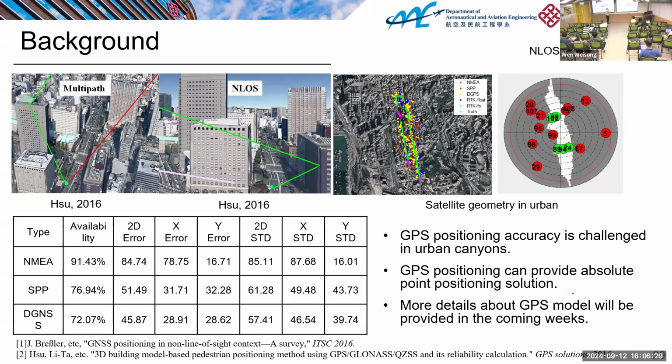As a result, the first problem is that the signal quality is terrible. The number of satellites you can receive is significantly reduced because of the blockage. So this is the real case. The accuracy is maybe more than 20 meters.